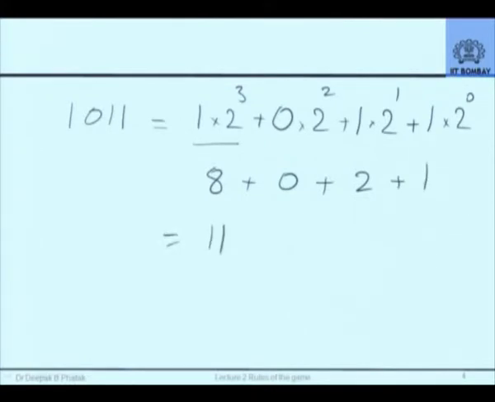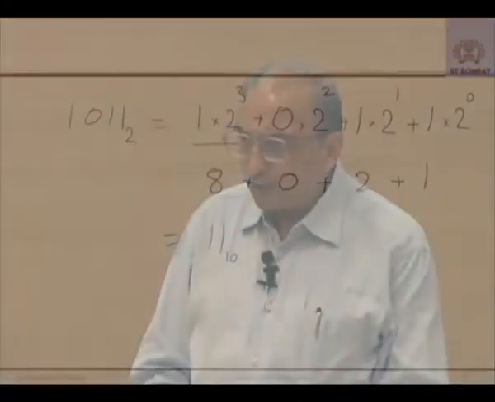Just to distinguish between different bases, we would tend to write this more correctly with a subscript 10 at the end, and here a subscript 2 to indicate this is binary, this is decimal. I am just illustrating this for the sake of understanding. We will not be using the binary number system for any purpose, including for tests and examinations. So this is just for understanding.